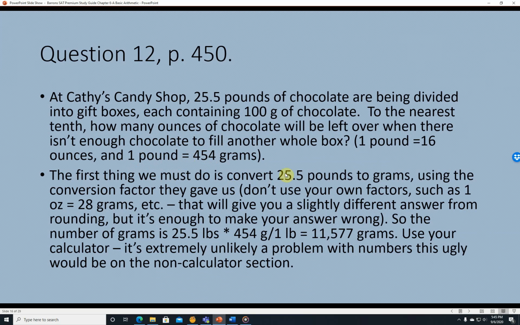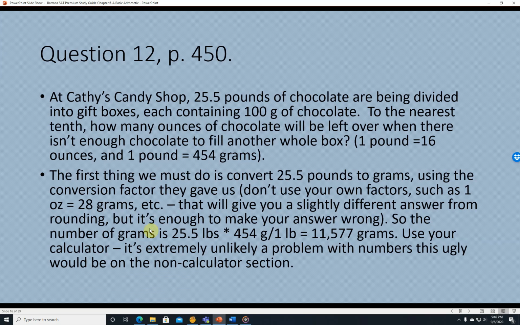So the first thing we must do is convert 25.5 pounds to grams using the conversion factor they gave us. Don't use your own factors such as 1 ounce is approximately 28 grams, etc. That will give you a slightly different answer from rounding, but it's enough to make your answer wrong. Trust me, I tried it, it didn't work.